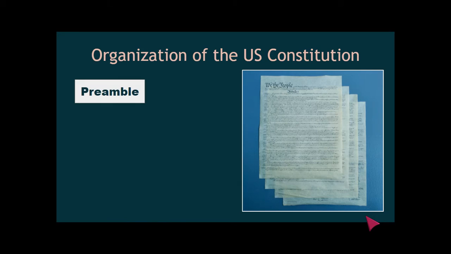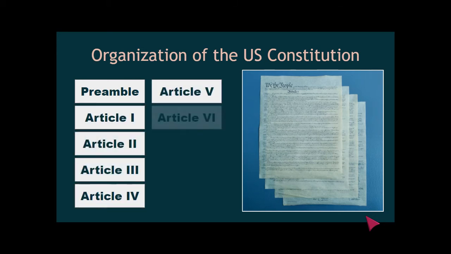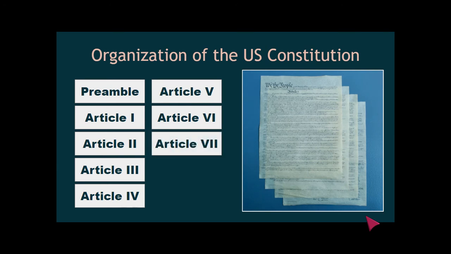The organization of the Constitution begins with the preamble. And then there are 7 articles or sections to the Constitution that discusses different ways that the government will be set up and how the government will run. We'll look more closely at each of these articles later in the year. And then finally, it ends with the amendments or additions to the Constitution.